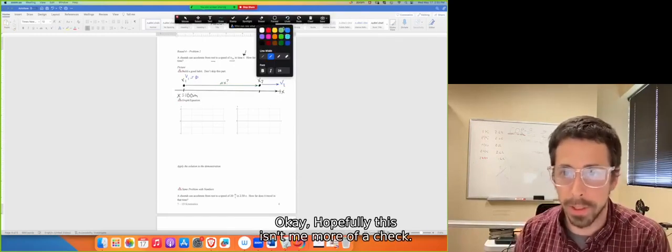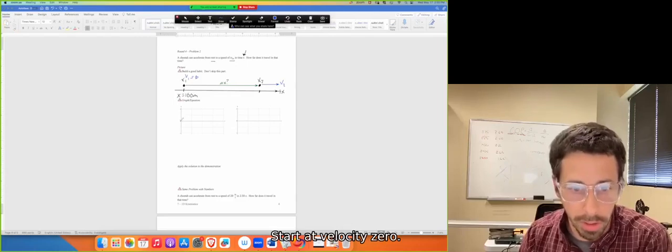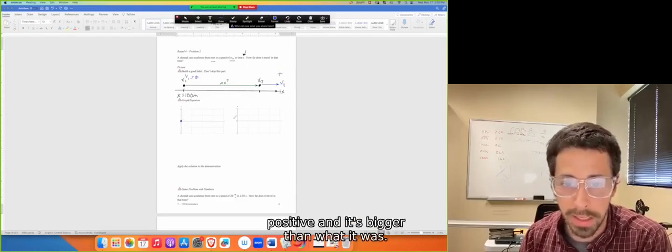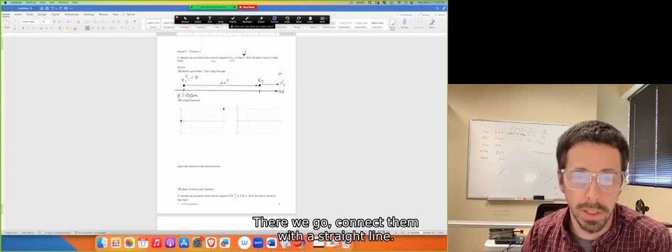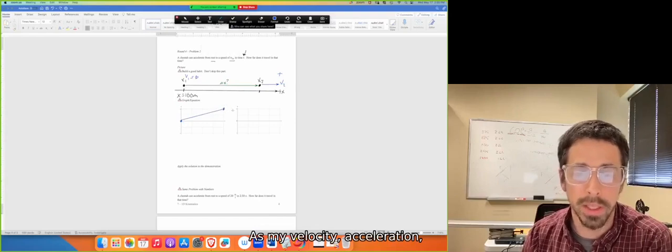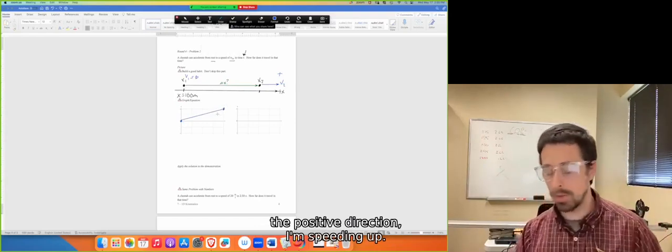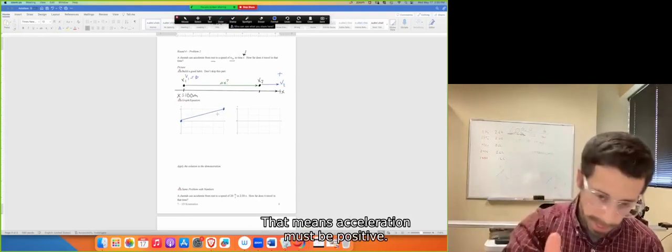Okay, hopefully this will be more of a check for you. Good habit: start at velocity 0. I end at a velocity that is positive, and it's bigger than what it was. There we go. Connect them with a straight line. There's my velocity. Acceleration, a couple ways. I'm moving in the positive direction and speeding up. That means acceleration must be positive.